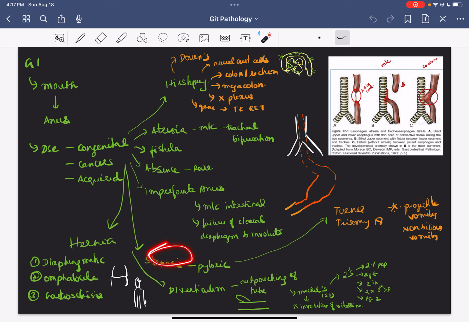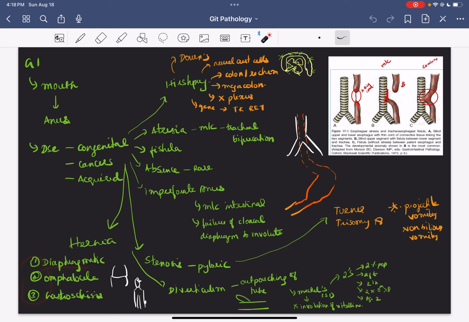There are hernias, stenosis, diverticulums. What about congenital? There are atresias, fistulas, absence of some organs, absence of the esophagus, and imperforate anus. And about cancer, we'll be talking in much more detail later on. Also, an important one in congenital is Hirschsprung disease, about which we'll be discussing soon. Okay, let's begin with hernia.